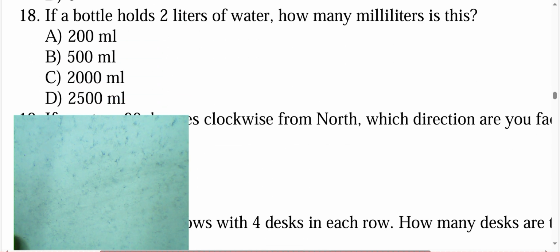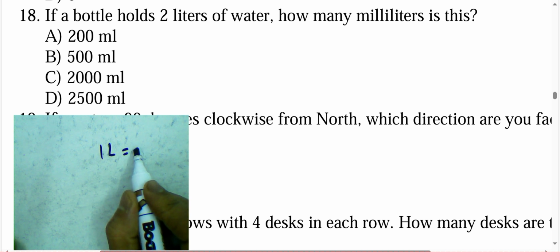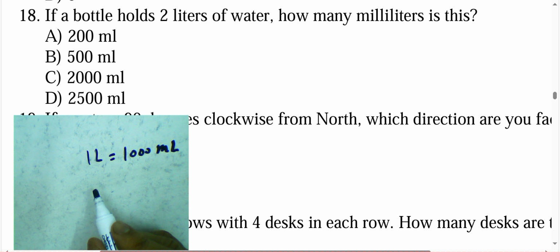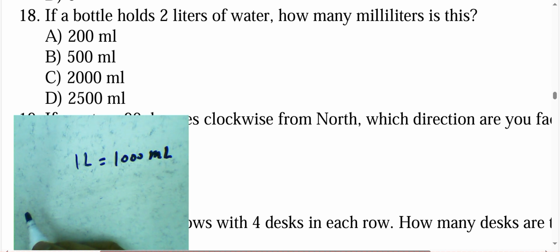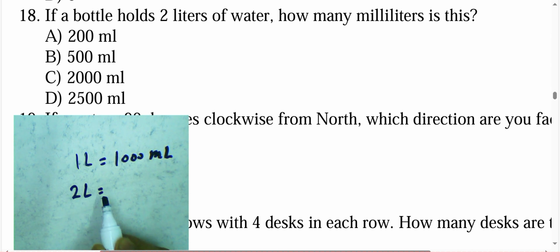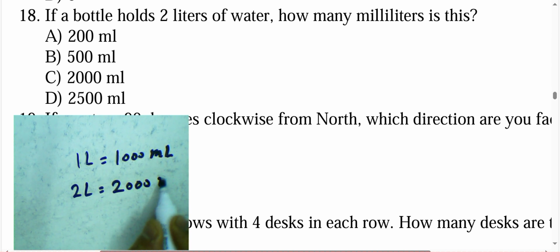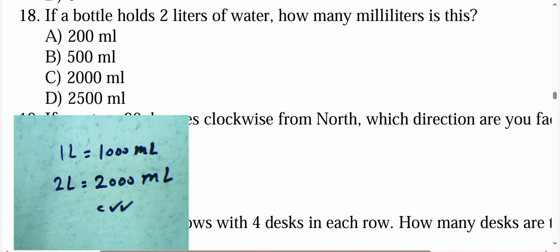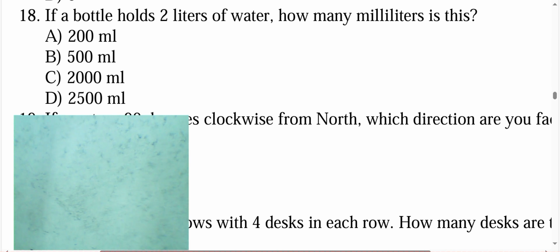If a bottle holds 2 liters of water, how many milliliters is this? We know 1 liter contains 1000 milliliters. So to convert from 2 liters to milliliters, we must multiply by 1000. Then 2 liters will be 2000 milliliters. Okay? Choose letter C for this example, number 18. Next question.